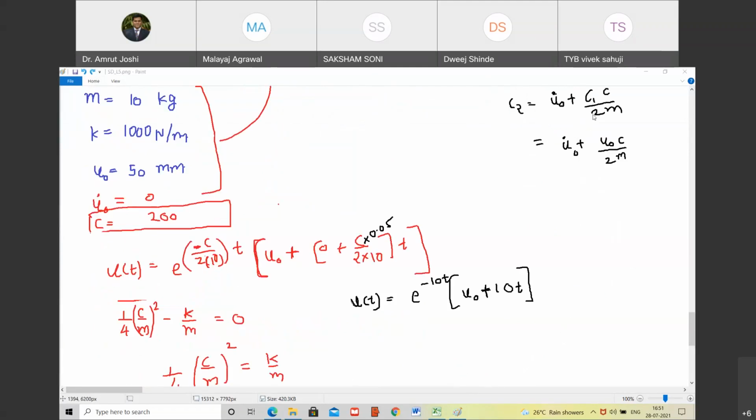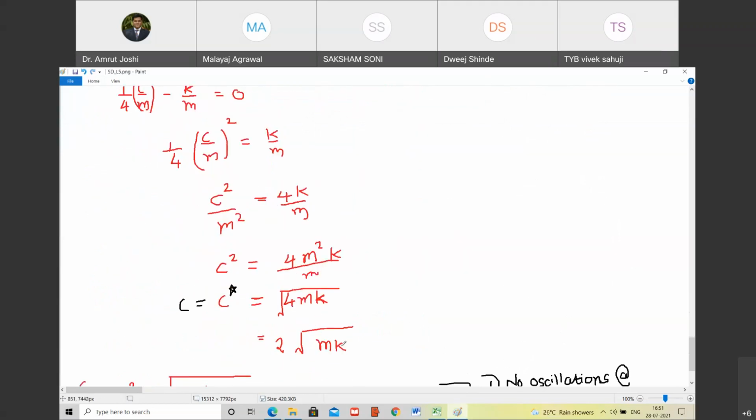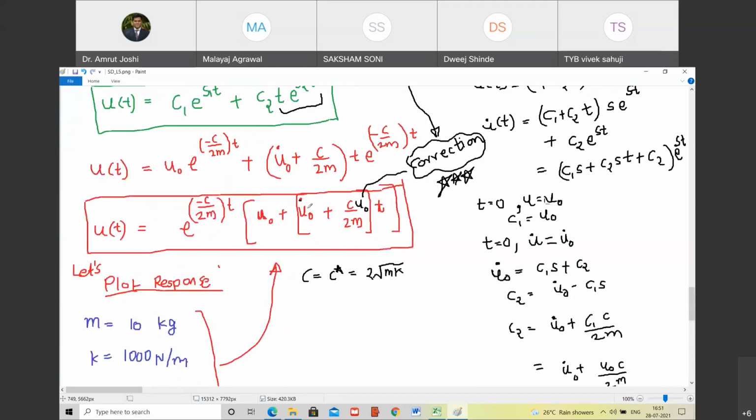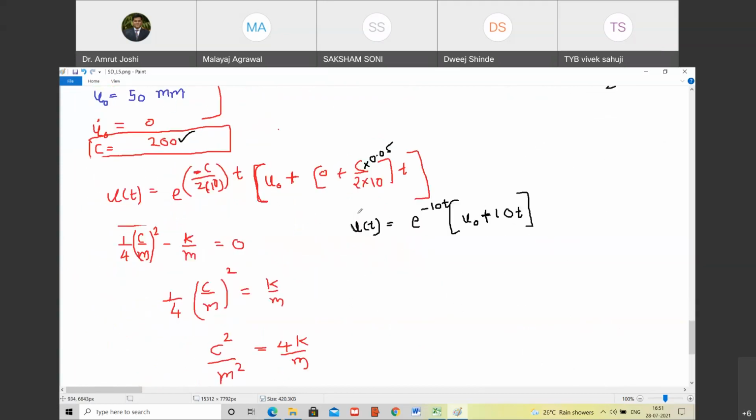So now let us further simplify this solution so that we can plot it in Excel. How do I simplify this solution? u of t is equal to, now this C is 200 that we have calculated knowing the value of m and k. If I substitute here 200 upon 20, that becomes 10. So it is going to be e raised to minus 10t, where t is in seconds, into bracket u0 plus u0 dot is 0, because the system started from rest, the velocity at time t equal to 0 was 0. Therefore, I have substituted 0 there.